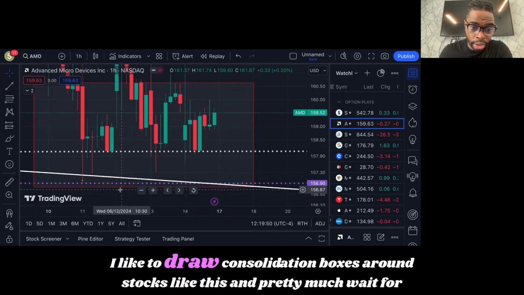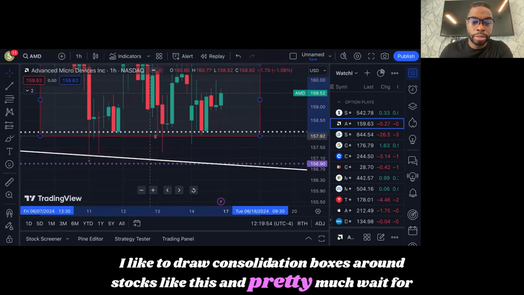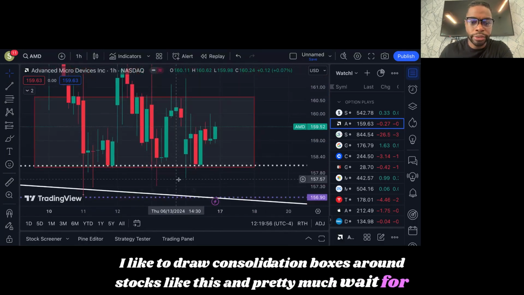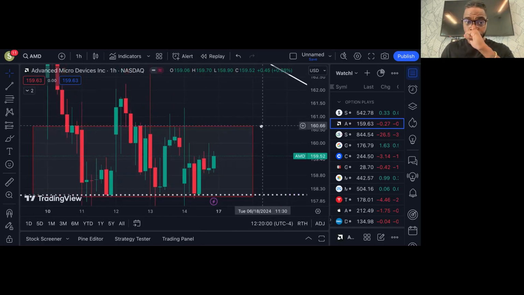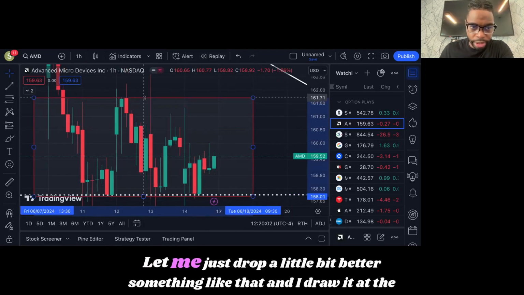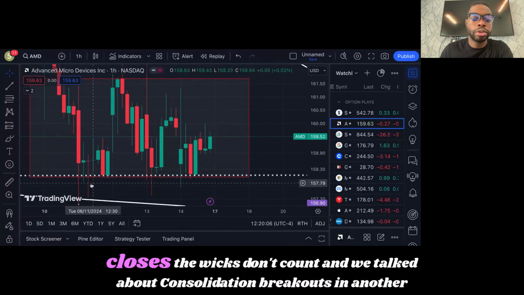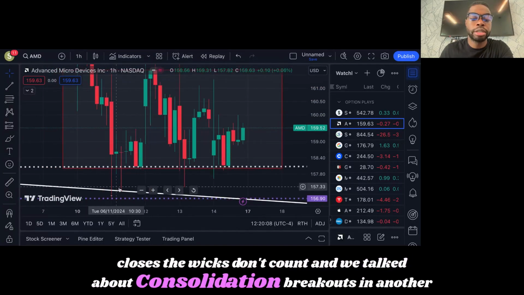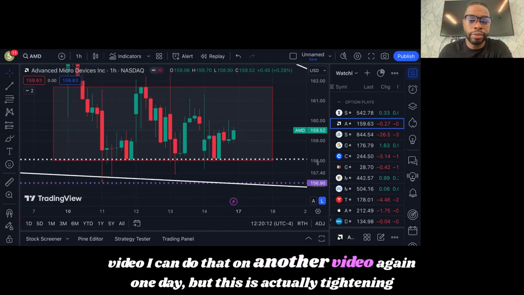I like to draw consolidation boxes around stocks like this and wait for a break below or a break above. Let me just draw it a little bit better, something like that. And I draw it at the closes. The wicks don't count. We talked about consolidation breakouts in another video. I can do that in another video again one day.